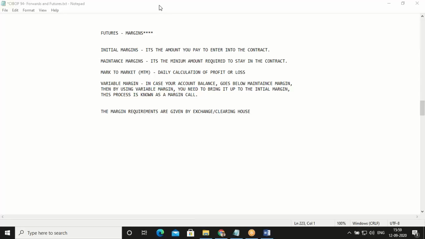So Bhargavi, mark to market is you're going to be calculating profit or loss on the contract that you've entered into. Don't worry, all of this we'll go through as an example.